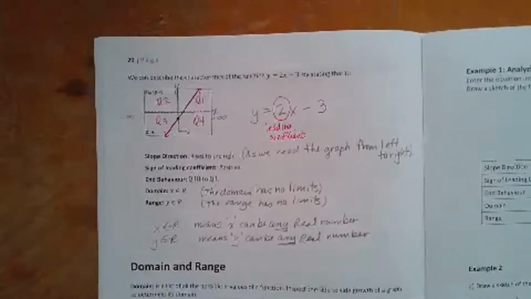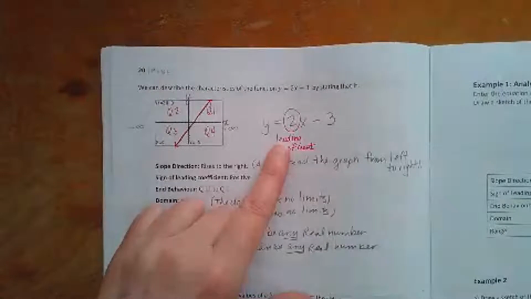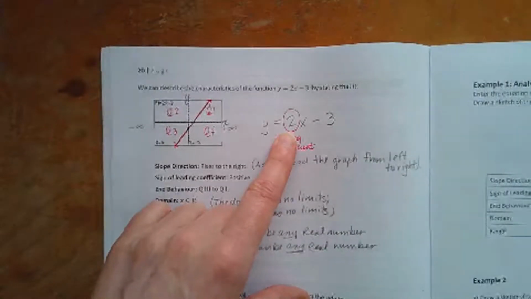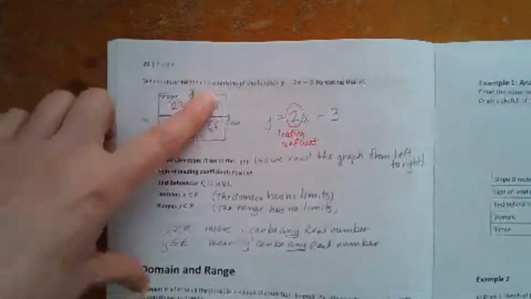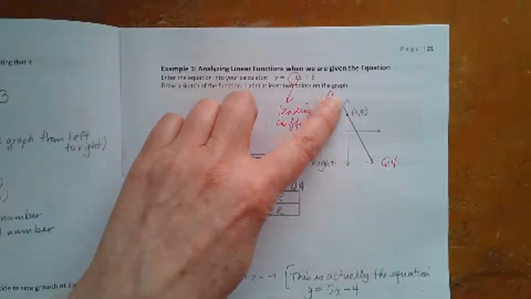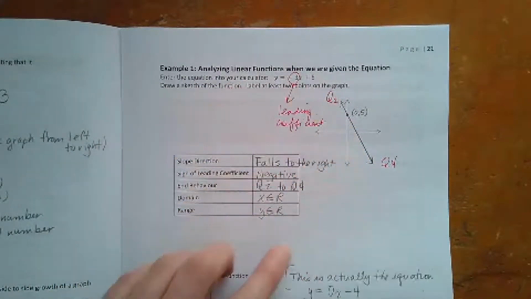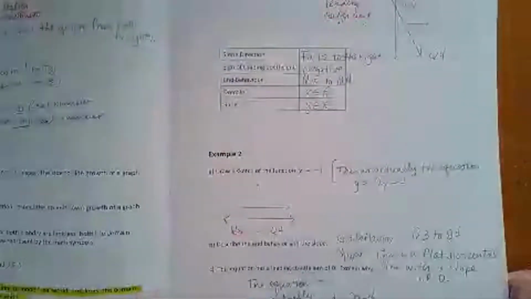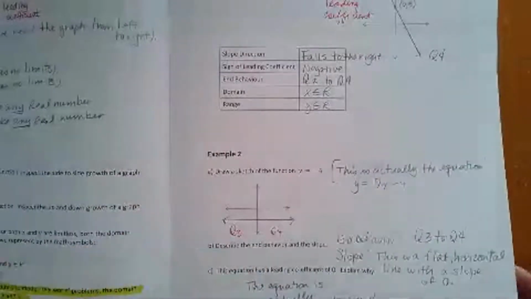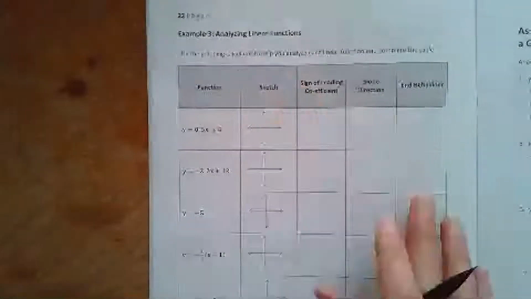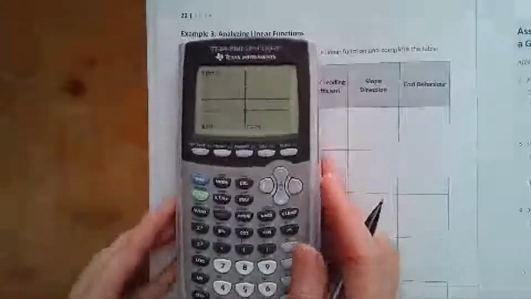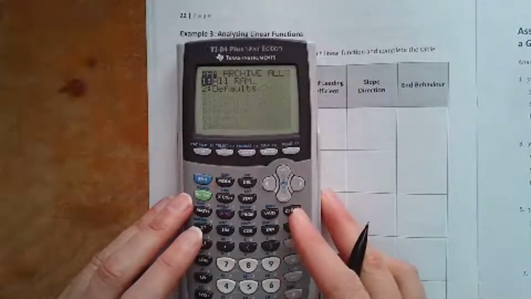I'm not sure if we did enough examples, but when we had a positive leading coefficient, notice the graph moved up, slanted up. When it was a negative leading coefficient, the graph slanted down. When it was a 0 coefficient, 0x, the graph was straight across. So those cover all 3 cases. So let's take a look. Use a graphing calculator to help you analyze each. So I'm going to clear my calculator out.